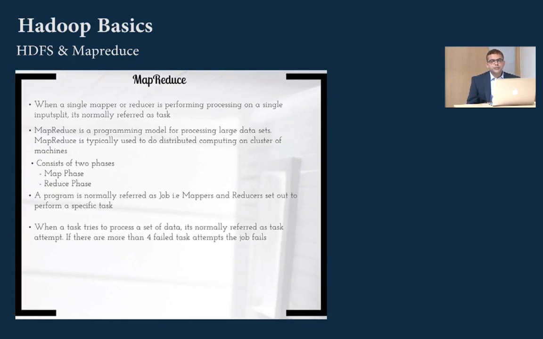When a single mapper or reducer is performing processing on a single input split, it is normally referred to as a task. MapReduce is a programming model for processing large data sets, and consists of two phases, map and reduce. We've already covered that. A program is normally a set of mapper and reducer. So a single mapper and reducer together would be called a program that gets executed. And when a task is trying to run, it's called a task attempt. A single mapper and reducer together is called a job. A mapper or reducer is a task. And while the job is running, if there are 4 failures, the entire job would fail.